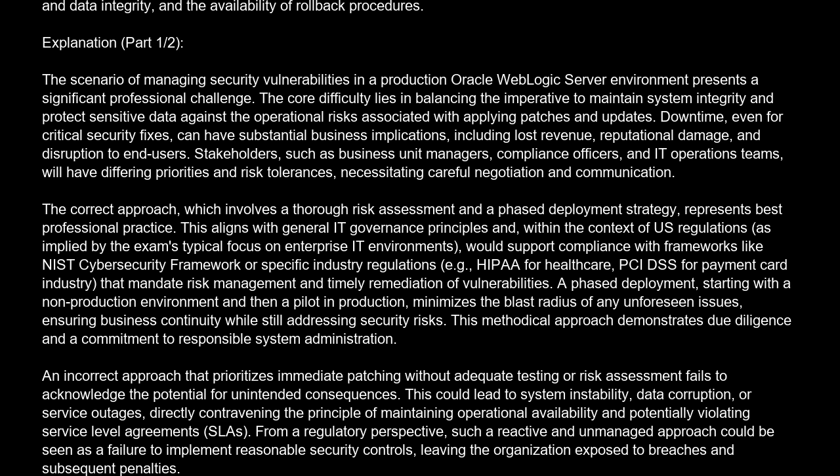An incorrect approach that prioritizes immediate patching without adequate testing or risk assessment fails to acknowledge the potential for unintended consequences. This could lead to system instability, data corruption, or service outages, directly contravening the principle of maintaining operational availability and potentially violating service-level agreements, SLAs. From a regulatory perspective, such a reactive and unmanaged approach could be seen as a failure to implement reasonable security controls, leaving the organization exposed to breaches and subsequent penalties.